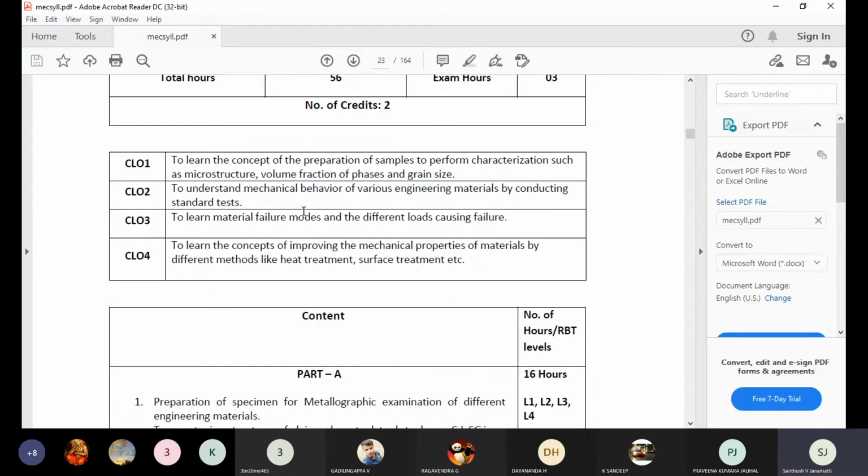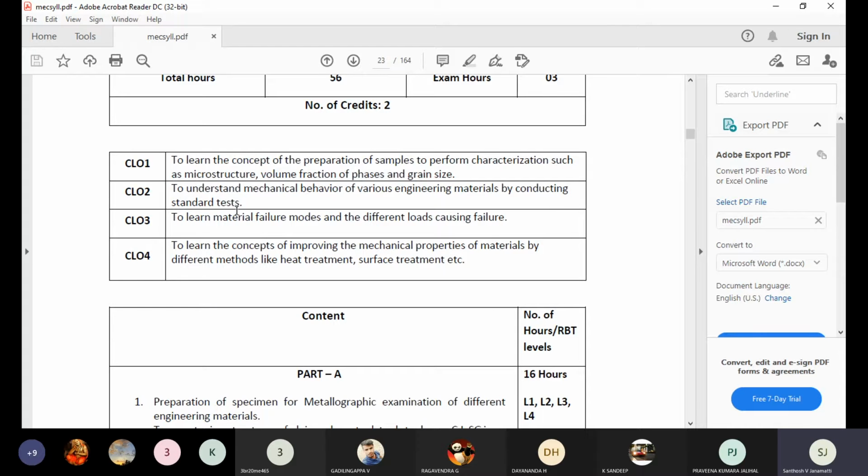course learning objectives. The first is to learn the concept of the preparation of the samples, to perform characterization such as microstructure, volume fraction and shape of material, as well as the grain size of the materials. The second objective is to understand the mechanical behavior of various engineering materials by conducting standard tests.